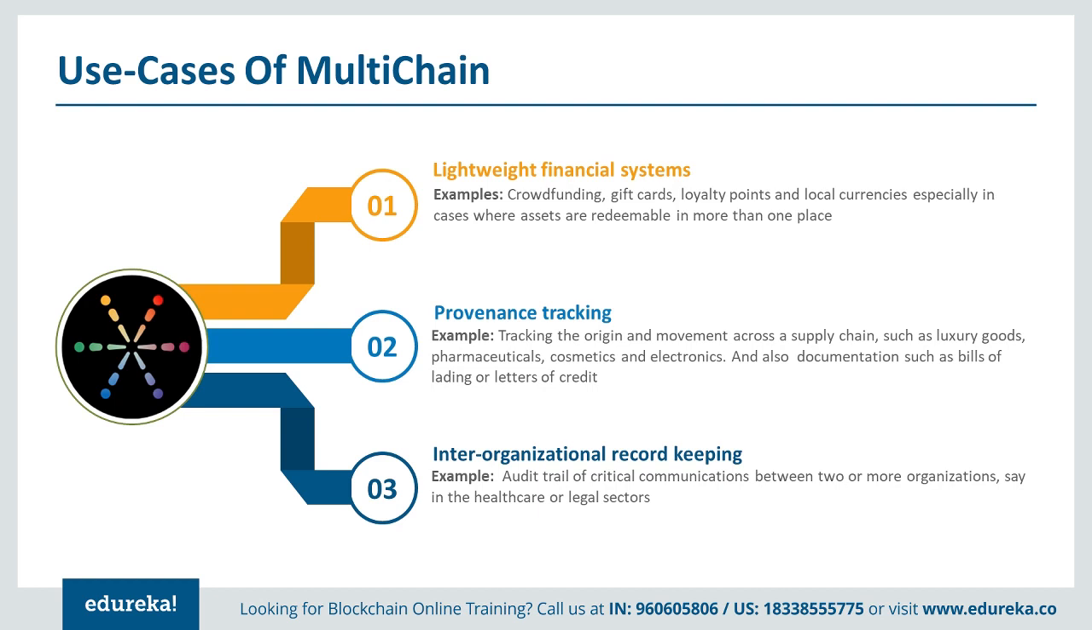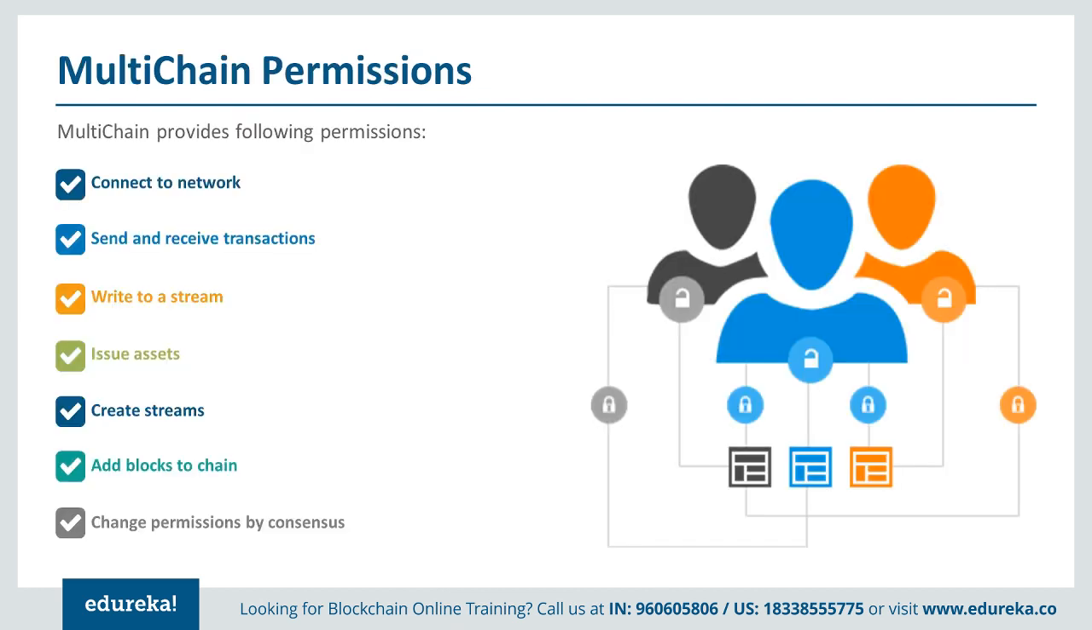It does not have any concept of a private data set or a public data set. So if you're connected, then you will have the same copy of the database across all the nodes, just like in Bitcoin. Since it is permissioned in nature, in order to connect to the network, you need permission. In order to send or receive transactions, you need permission. In order to write to the stream, meaning if you want to create a database and use that database, you need permission.